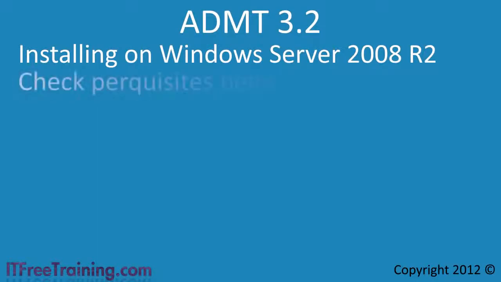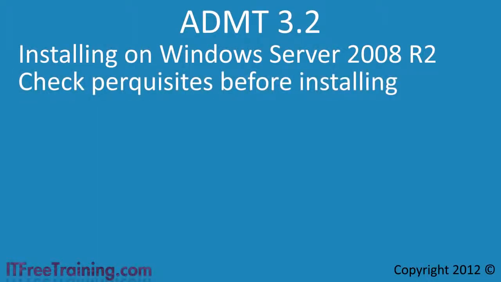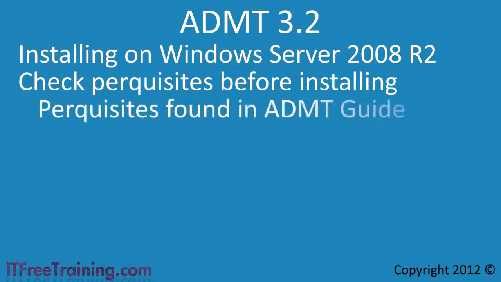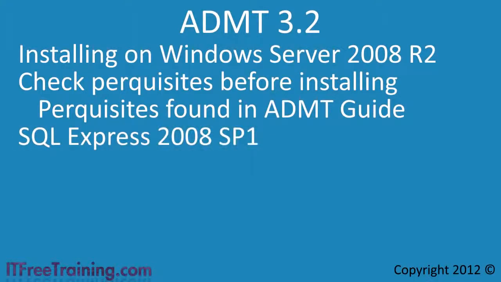It is important to understand the prerequisites of any software, and in particular, ADMT. If you attempt to install ADMT on an unsupported operating system, you may have unexpected results. Microsoft has released an ADMT migration guide. This document contains all the prerequisites for ADMT and instructions on how to install ADMT. ADMT requires SQL Server to provide a database. In this case, I will use SQL Express 2008 with Service Pack 1. If you have a SQL Server on your network, you can use this install to hold the ADMT database.